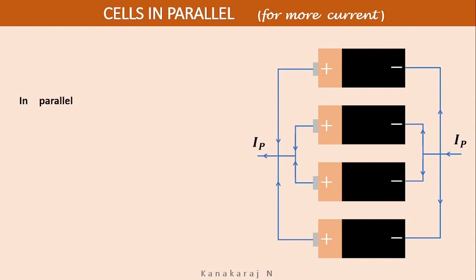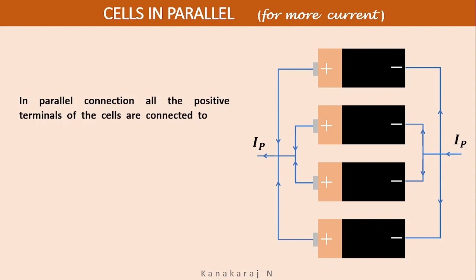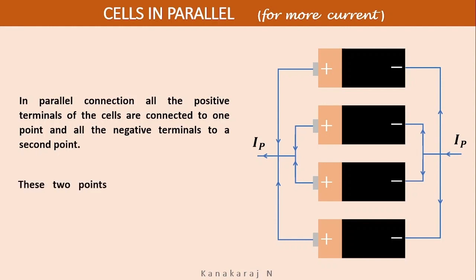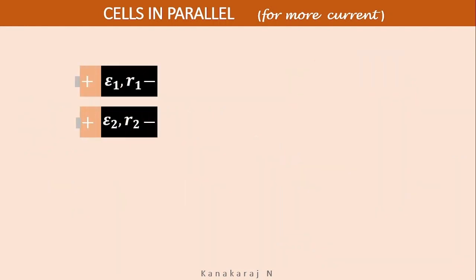In a parallel connection, all the positive terminals of the cells are connected to one point and all the negative terminals are connected to a second point. These 2 points form the positive and negative terminals of the battery. Here you have 2 cells. First cell has an EMF of epsilon 1 and internal resistance R1. Similarly, the second cell has an EMF of epsilon 2 and internal resistance R2. These two are connected in parallel.